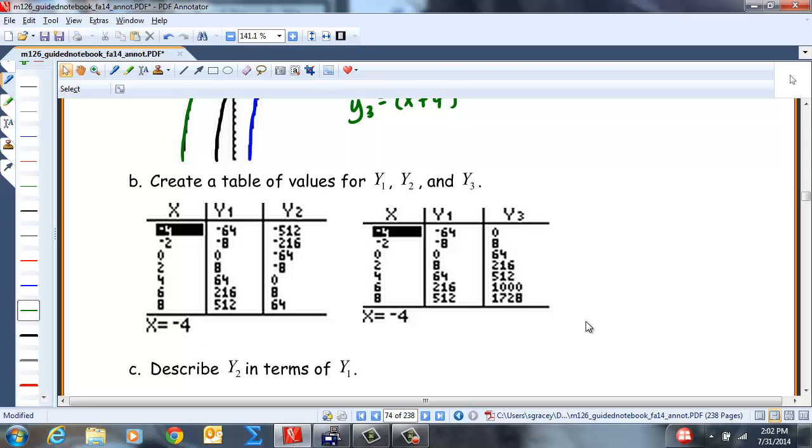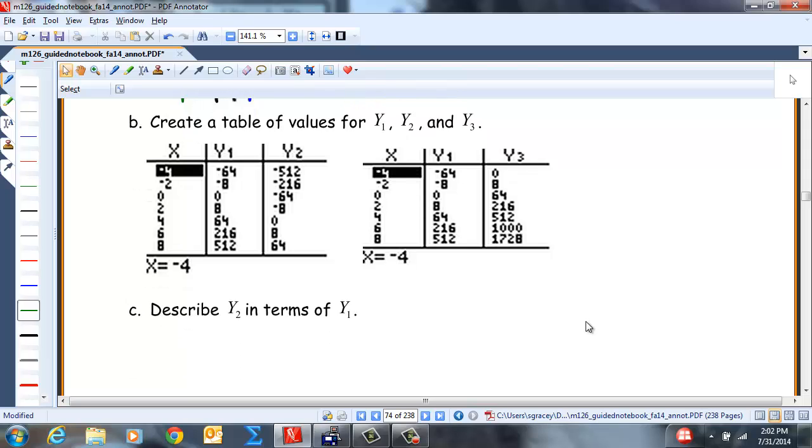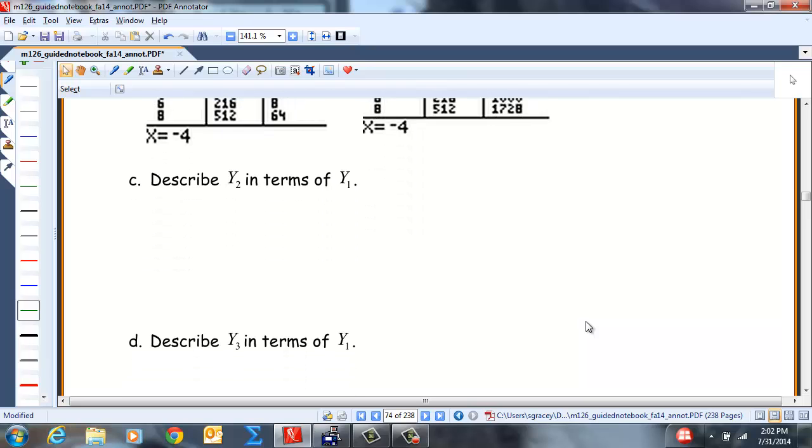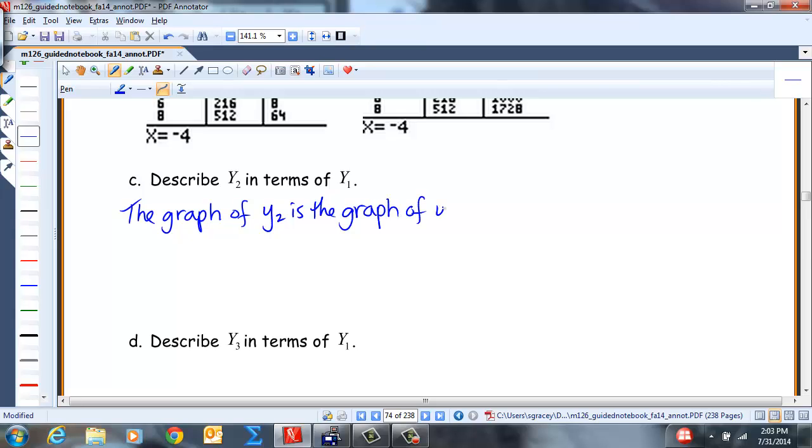Okay, so here we go. Describe y2 in terms of y1. So the graph of y2 is the graph of y1 shifted 4 units to the right.